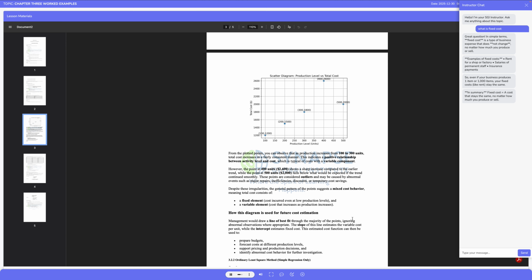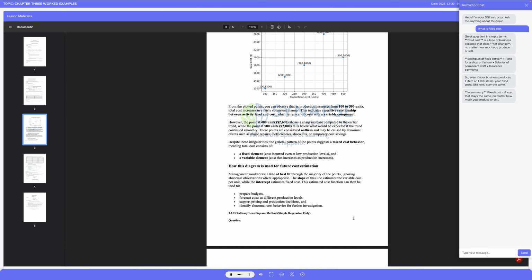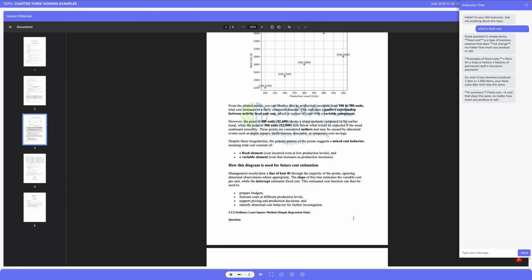Despite these irregular points, the overall pattern of the scatter graph suggests a mixed cost behavior. This means that total cost is made up of a fixed element, which is incurred even at low levels of production, and a variable element, which increases as production increases. This conclusion is very important because many exam questions test whether students can distinguish between pure variable costs and mixed costs based on visual evidence.